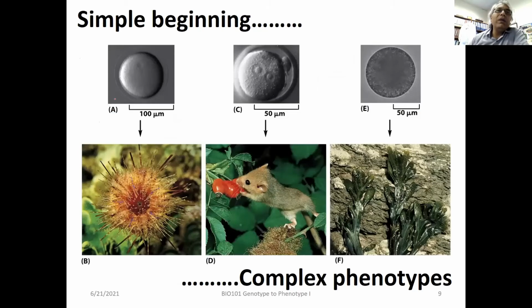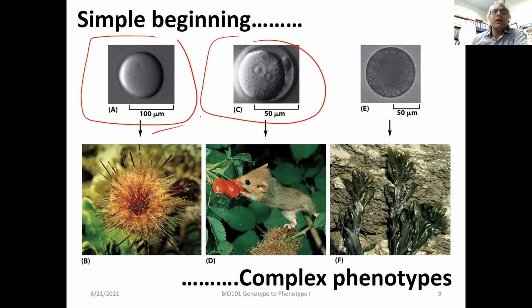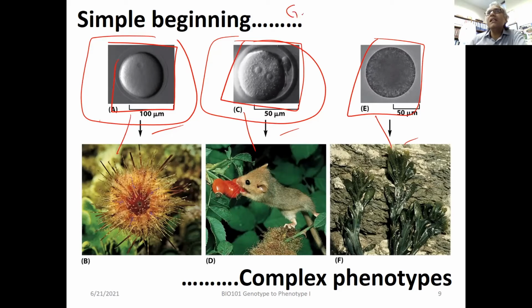So we all have a simple beginning, be it a flowering plant, a mouse, or a desert plant. The sexually reproducing organisms, where the male reproductive cell, which is the sperm, and the female reproductive cell, which is the oocyte, they fuse. They all in the early stage look same, very simple beginning, but eventually they become different. This journey is called genotype to phenotype relationship.